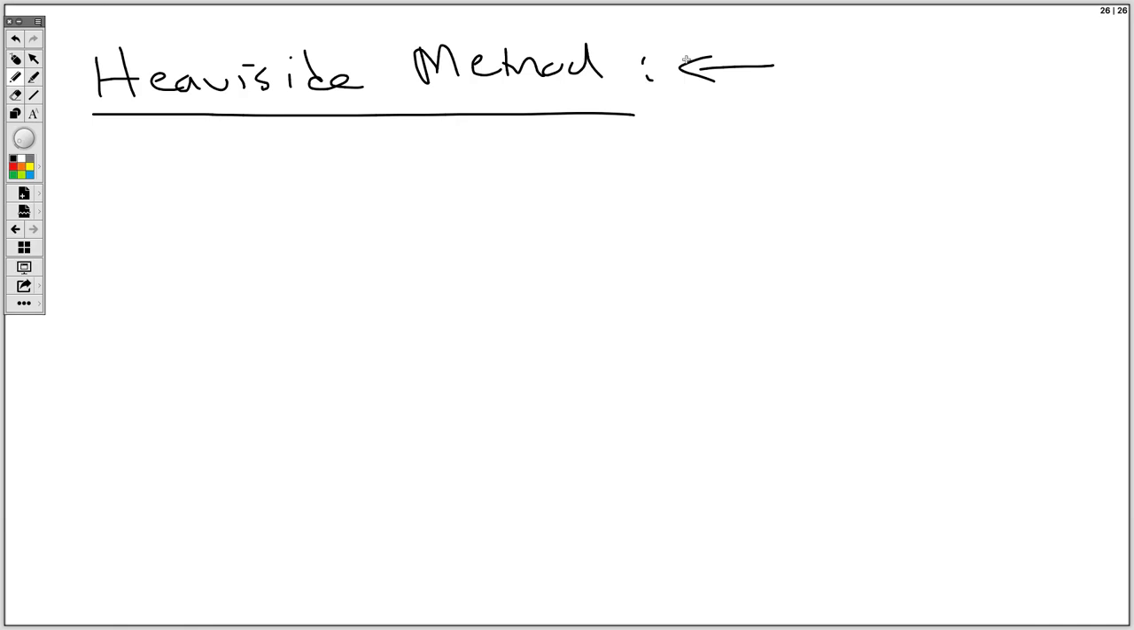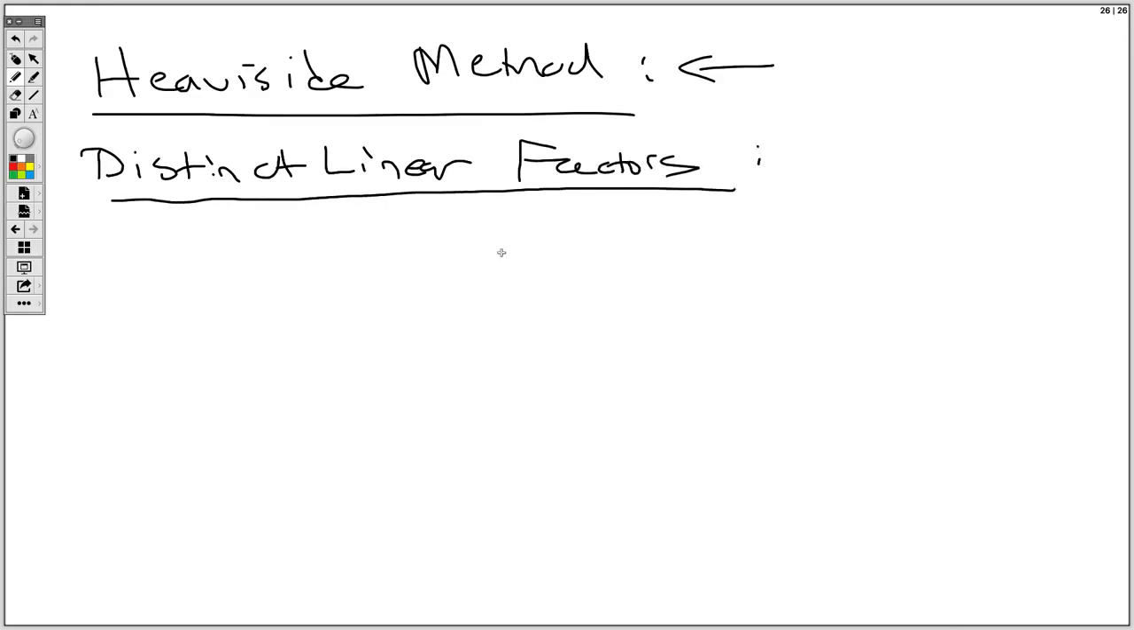They unfortunately poo-pooed it, and then eventually, after Heaviside died, the mathematicians came back and said, okay, this is actually all legit. So here's how this goes. What we need for this to work is distinct linear factors. Here's how this works.